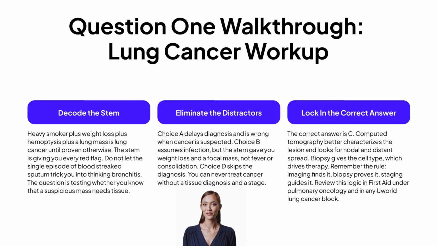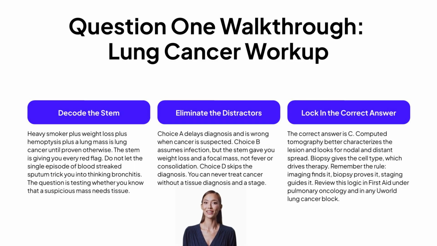Let us break this down. The stem is giving you every red flag for lung cancer: heavy smoker, weight loss, hemoptysis, and a mass. Do not get tricked by the word bronchitis or pneumonia in your head. The question is asking about a suspicious mass, which needs tissue.